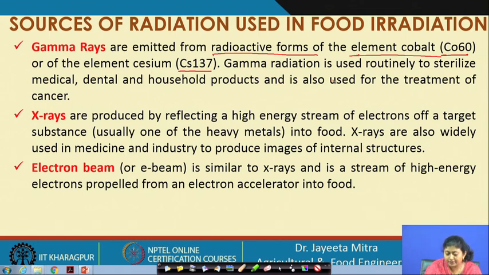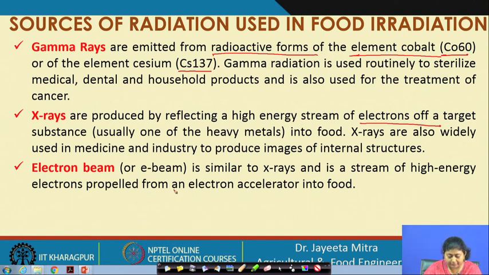So, gamma radiation is used routinely to sterilize medical, dental and household products, and is also used for the treatment of cancer. So, these are commonly used, but other than food, this is already in practice. X-rays are produced by reflecting a high energy stream of electrons off a target substance, usually one of the heavy metals, into food. X-rays are also widely used in medicine and industry to produce images of internal structures.